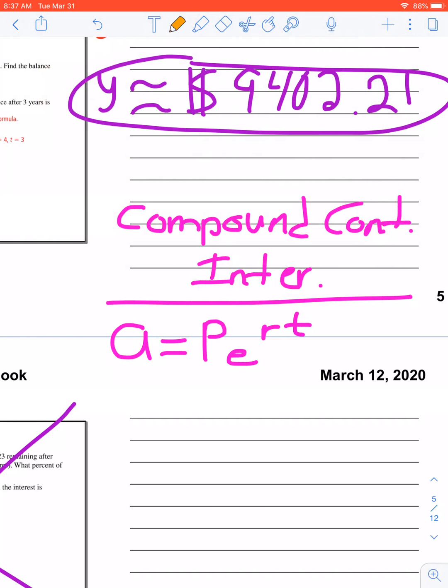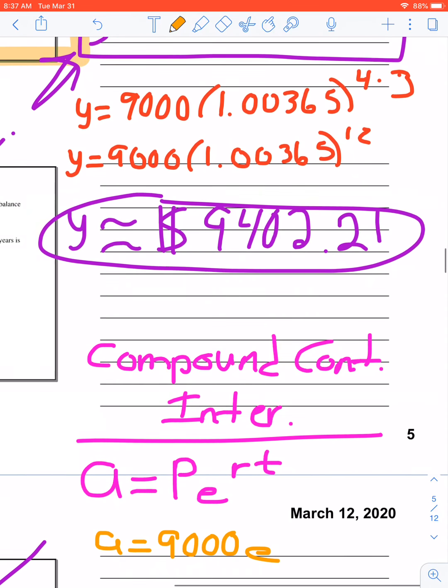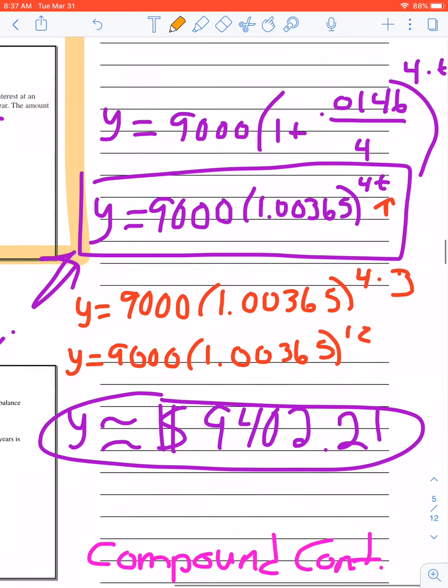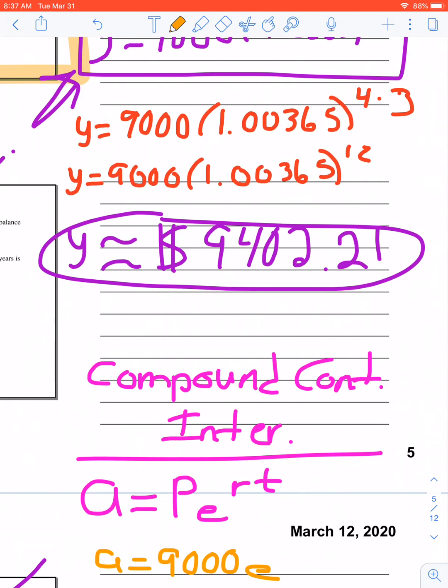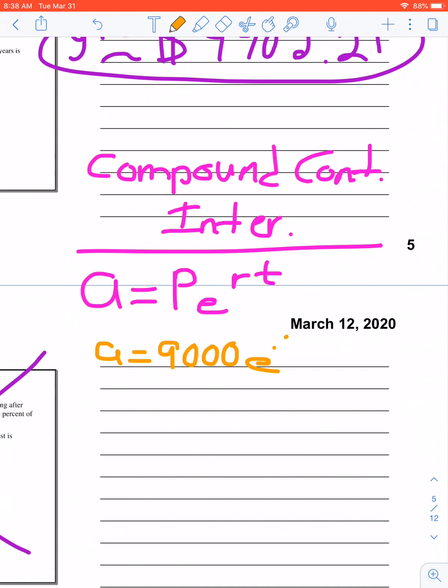So we would get A equals 9,000 e to the rate, which we know from above was 0.0146. So I would do e to the 0.0146 times my time, and our time there was 3. Before you enter it all in your calculator, I would suggest you multiply the exponent first. It's just going to make your life a lot easier.